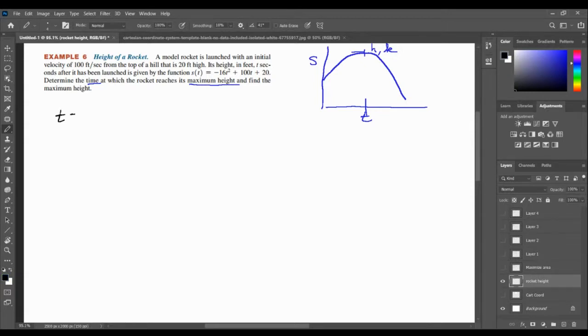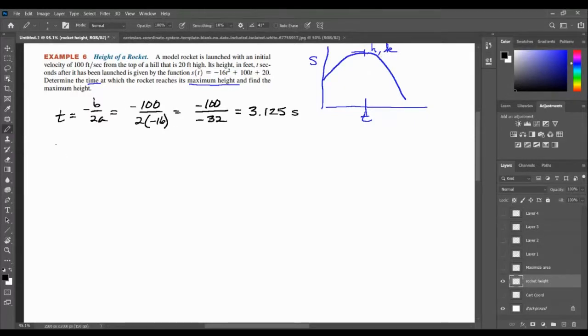So the time is the negative b over 2a. And I went ahead and used time since that's the variable in our function. Negative b is the 100, over 2 times the a, which is negative 16. So we've got negative 100 divided by negative 32. If you get a negative, you might want to double check your work, because our time machines haven't worked out yet, so you shouldn't have a negative time. 3.125 seconds is the time it takes to get to the maximum.